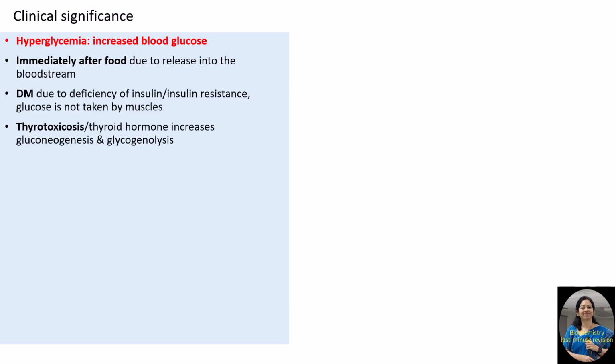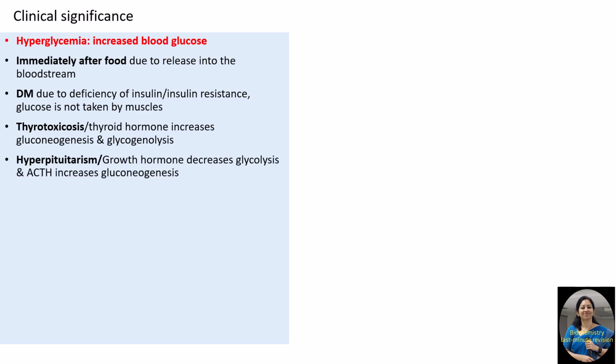The next condition is thyrotoxicosis or hyperthyroidism. Here it is characterized by increased synthesis and release of thyroid hormones. These thyroid hormones are hyperglycemic in nature because they stimulate the gluconeogenesis pathway, where glucose is synthesized from non-carbohydrate sources, and they also stimulate glycogenolysis, where glycogen is broken down to glucose. That is how in hyperthyroidism and thyrotoxicosis you get to see increased blood glucose.